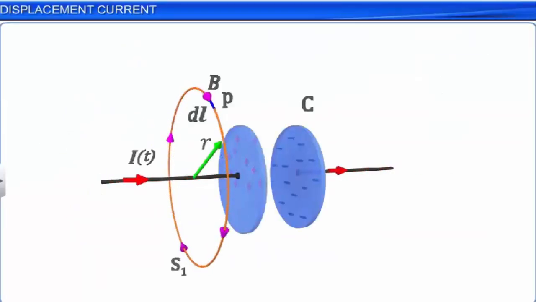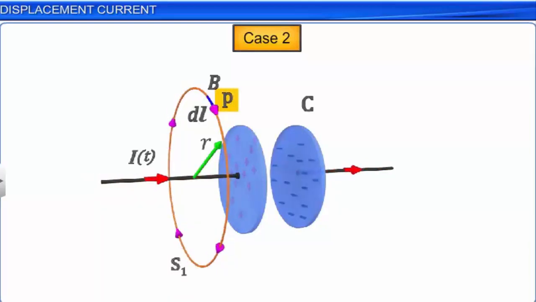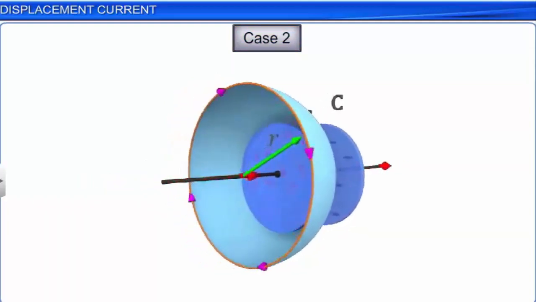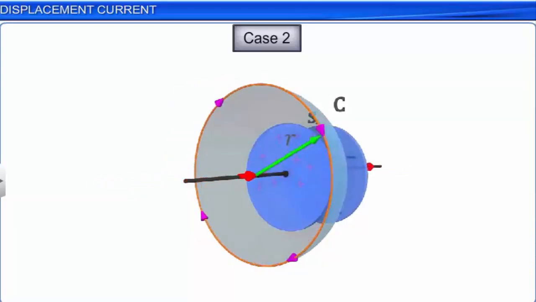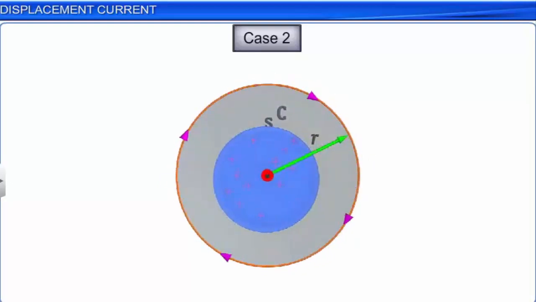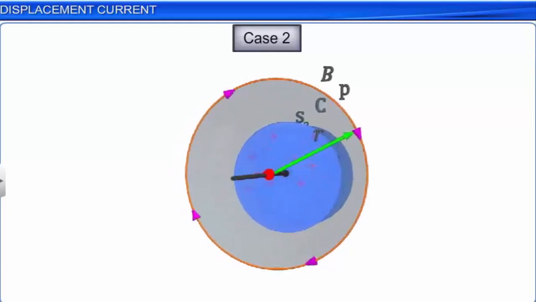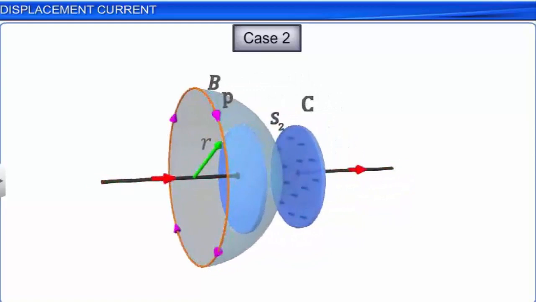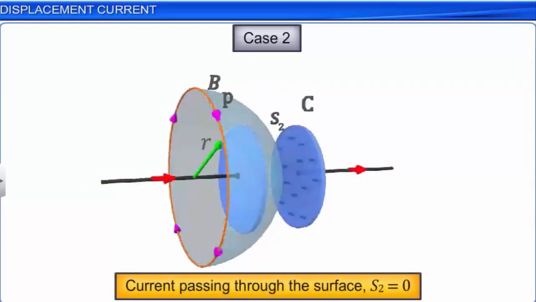Now, as a second case, consider another surface to calculate the magnitude of the magnetic field at the same point P using Ampere's law. Consider a surface S2 in the shape of a cup such that the bottom surface of the cup lies between the plates of the capacitor and the open surface of the cup coincides with the circular loop taken in the first case. Let the point P be on the open surface of the cup. The surface S2, which is in the shape of a cup, does not touch the conducting wire and the plates of the capacitor. Thus, the current passing through the surface S2 is equal to zero.